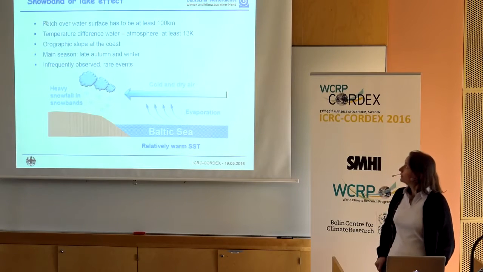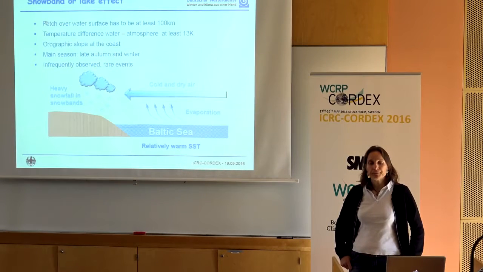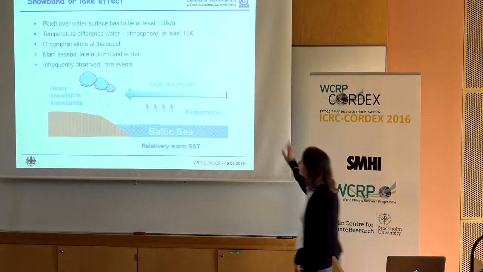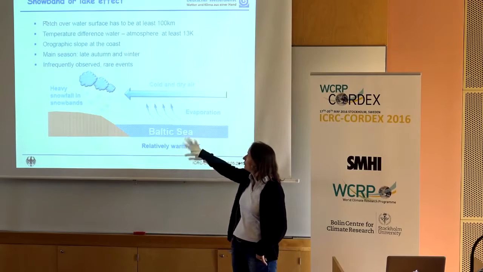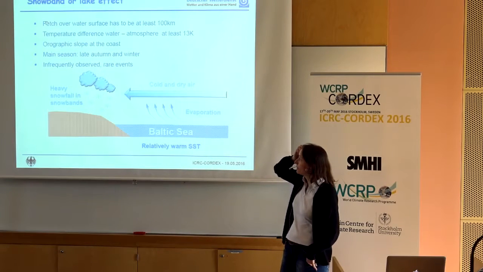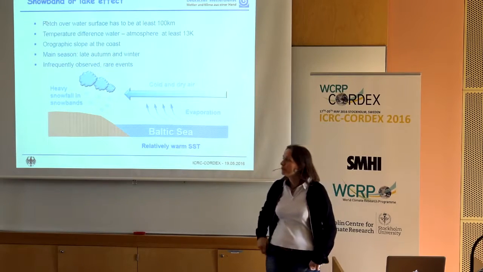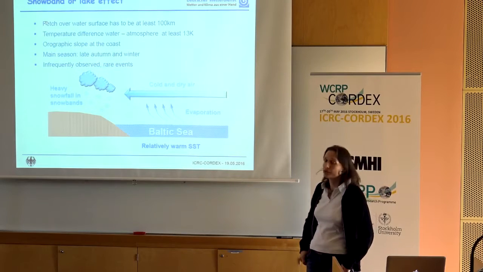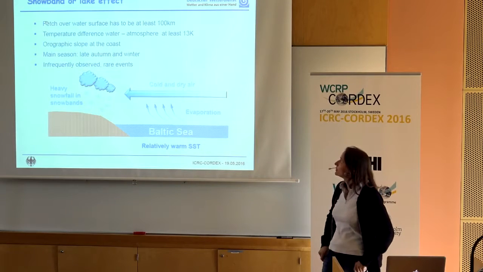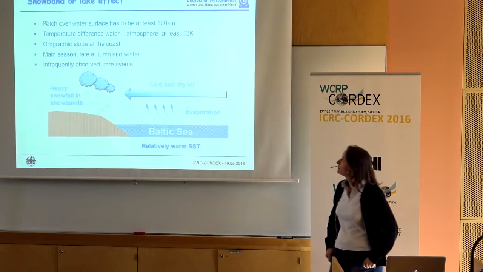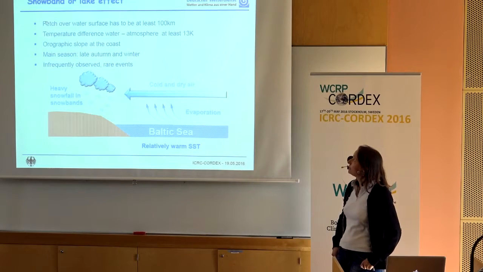So we have the snowbands, which is a very interesting phenomenon, and it happens when you have cold, dry air blowing over relatively warm water, like it can happen in the Baltic Sea. What you need is a patch of free lake surface, which has to be at least 100 kilometers long, but it should not be too long. Then you don't have the snowband effect over land. You need this temperature difference between the atmosphere and the ocean to be at least 13 Kelvin.